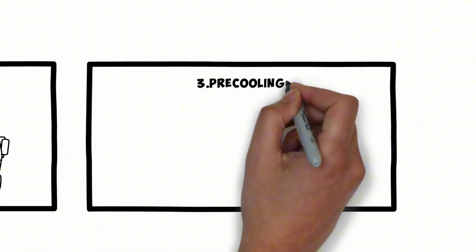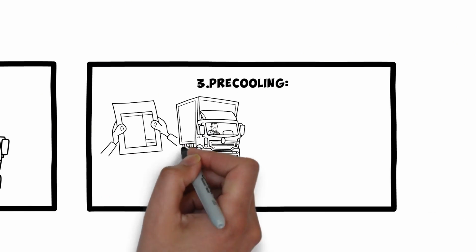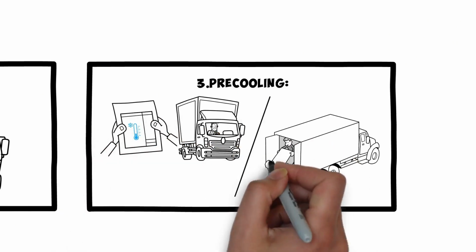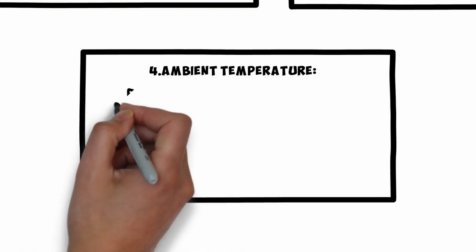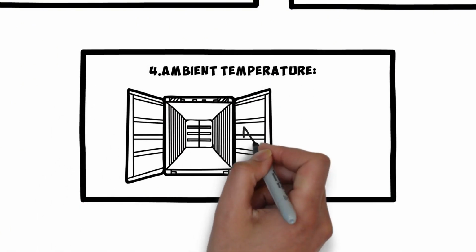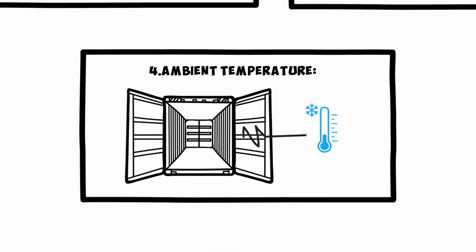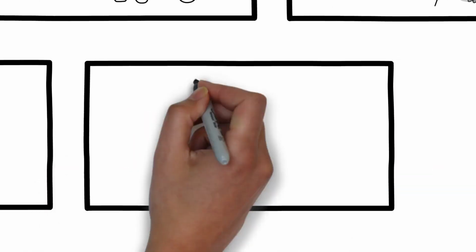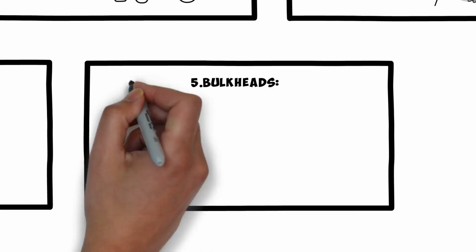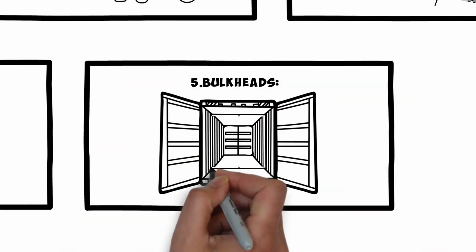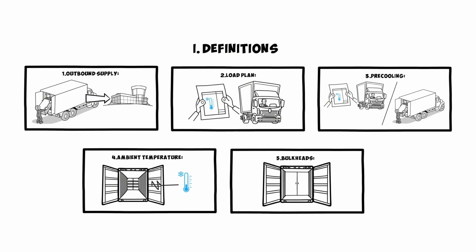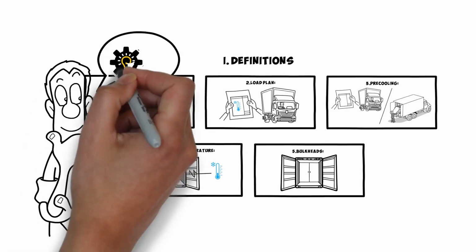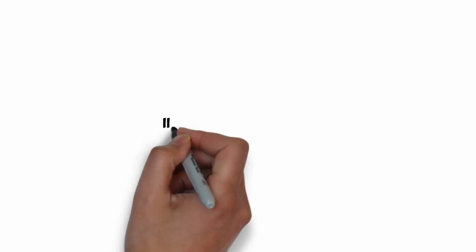Pre-cooling. This is when we prepare the transport vehicle container to the right temperature before loading temperature-sensitive products. Ambient temperature. Simply put, this is the temperature inside the container before any refrigeration starts. Bulkheads are a dividing wall or barrier within the transport vehicle container to separate temperature-controlled compartments. Having these definitions clear will help us understand why each step in the process is so important.